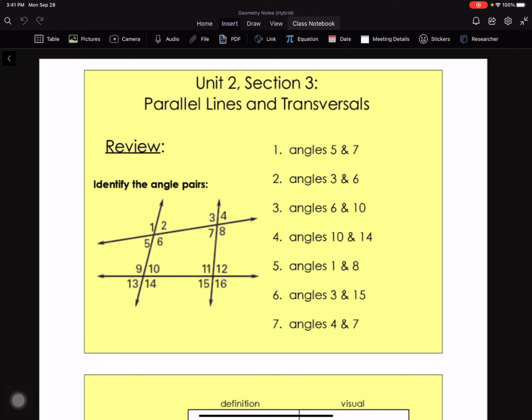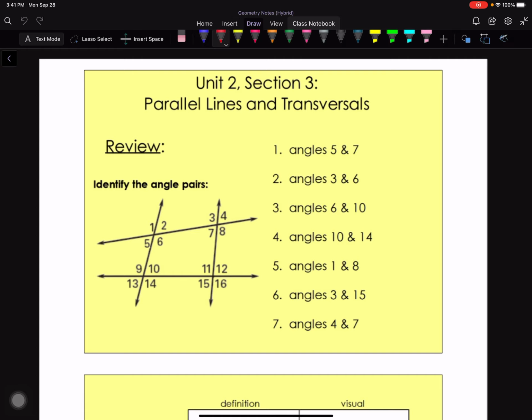What is up? We are back, Unit 2, Section 3, Parallel Lines and Transversals. So just to review, identifying angle pairs, there's a lot of vocabulary, a lot of options for some of these. So let's just run through a few review examples.